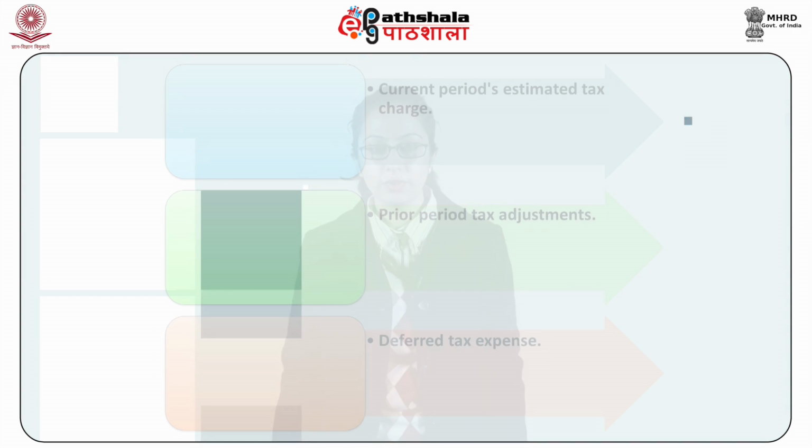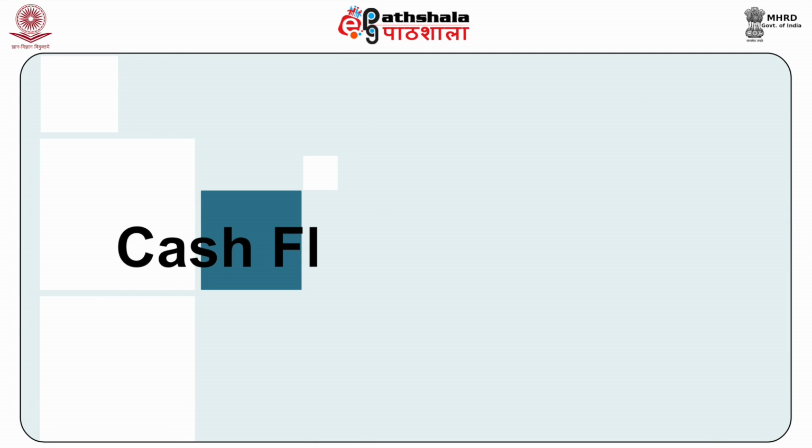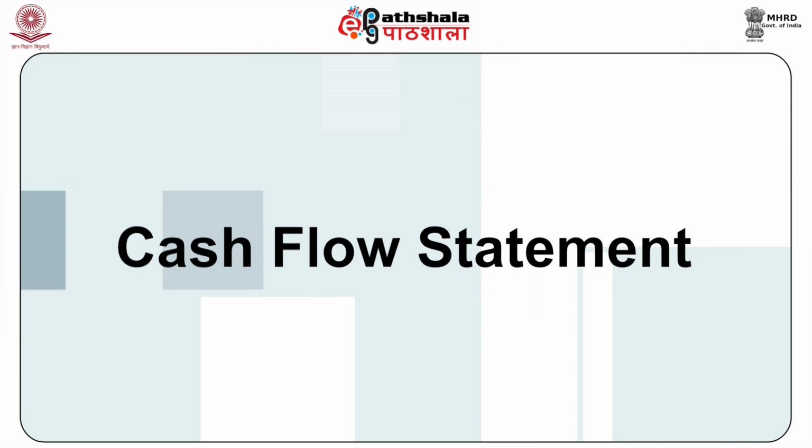Income tax. Income tax expense recognized during a period generally comprises the following three elements. First, current period's estimated tax charge. Second, prior period tax adjustments. Third, deferred tax expense. Let us now discuss the cash flow statement.